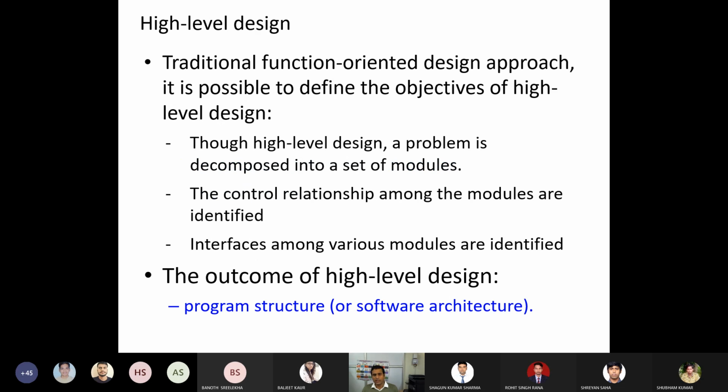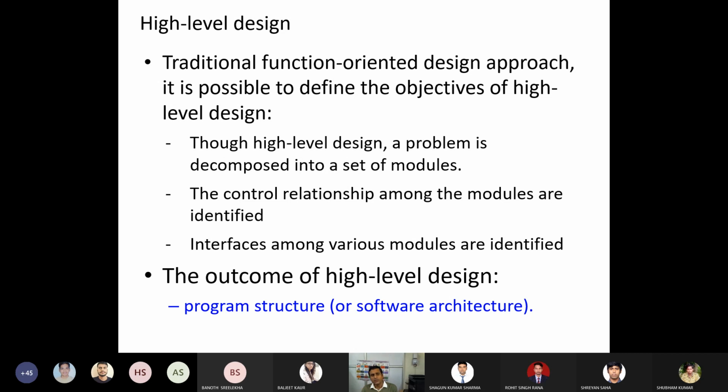As part of any high level design, the high level problem that you have will be decomposed into a certain number of modules. Then you try to identify the relationships that exist among these modules, as well as the interfaces. That is what I already explained to you, right? Those things will be carried out as part of any function oriented design. If it is an object oriented design, it will be a little different, but we'll understand that later on.